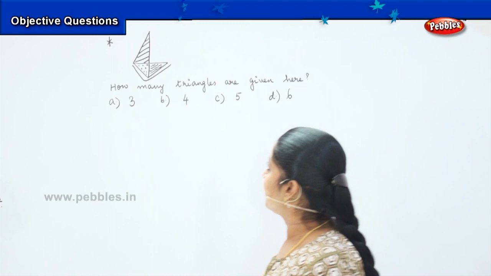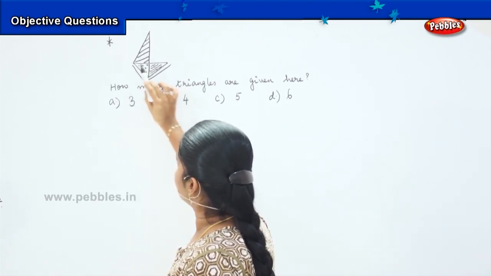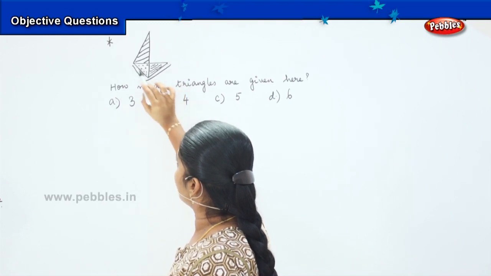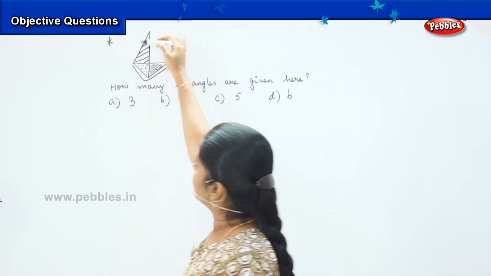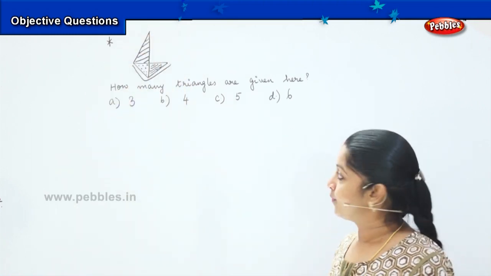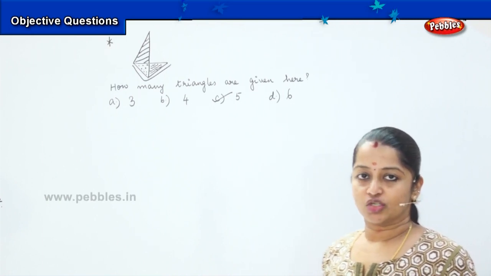Shall we count once again? It's here 1, 2, 3, the combination of these two 4 and the combination of these two 5. So, how many triangles are there, children? There are 5 triangles given in the picture.